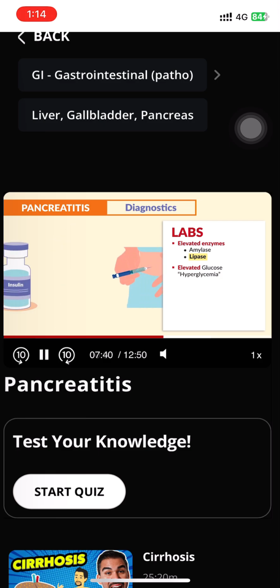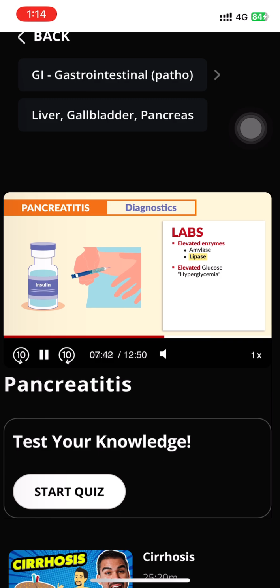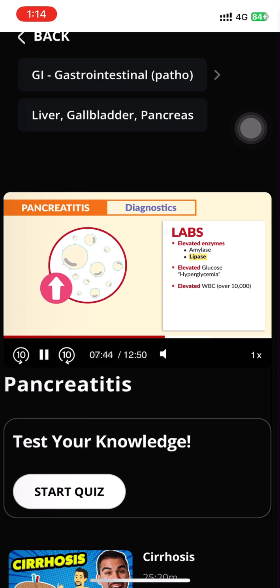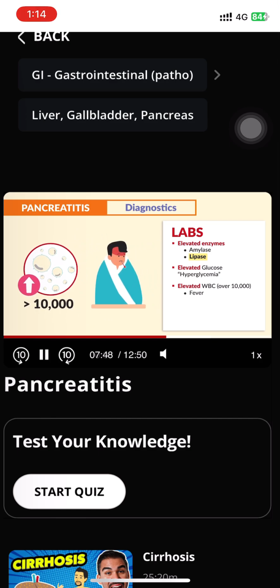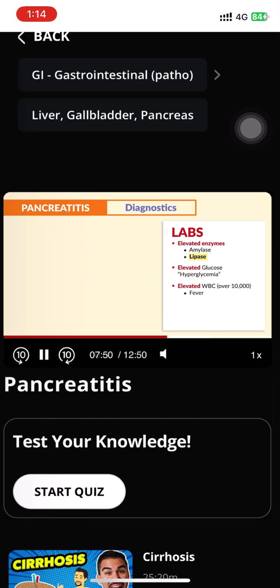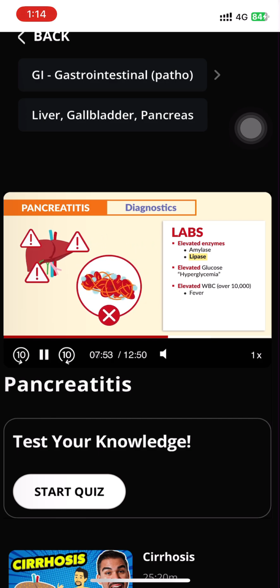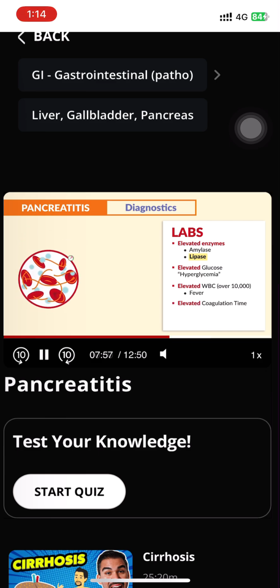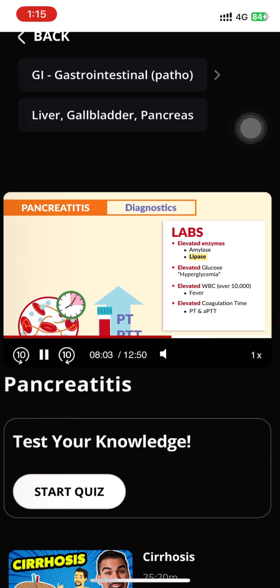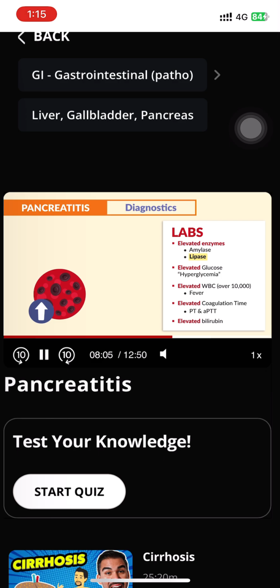So clients may have to go on insulin momentarily. Next, we have elevated WBCs over 10,000, and we can even see a fever from all the inflammation. And since the liver may be having trouble, it can't produce coagulation factors like normal, so we see elevated coagulation time with elevated PT and APTT. Huge risk for bleeding here. And elevated bilirubin, which will cause jaundice, as mentioned before.